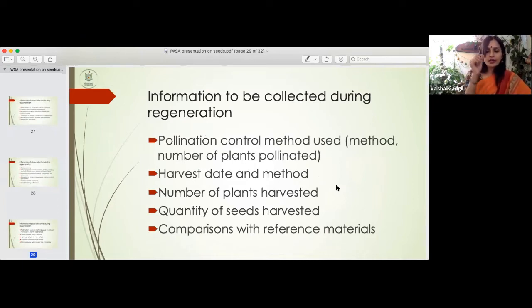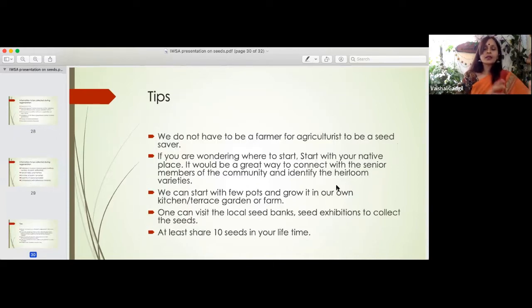So dates are very important, so please note them down, along with the quantity of seeds that you have harvested and things like that. Please maintain a small diary and note it down.